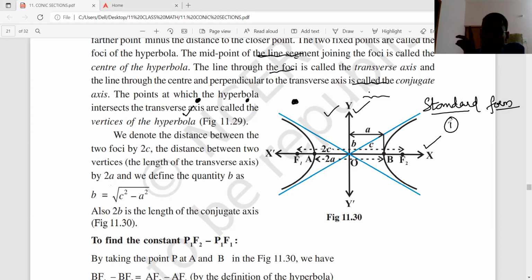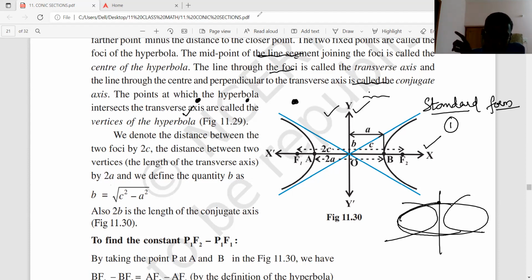The ellipse and hyperbola are almost the same, but instead of curving inside, the hyperbola curves outwards. You have to put this thing like this, and this thing like this.